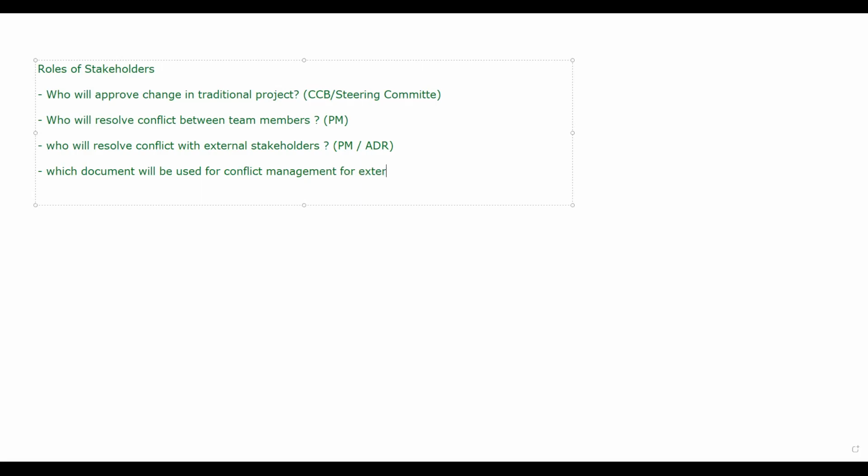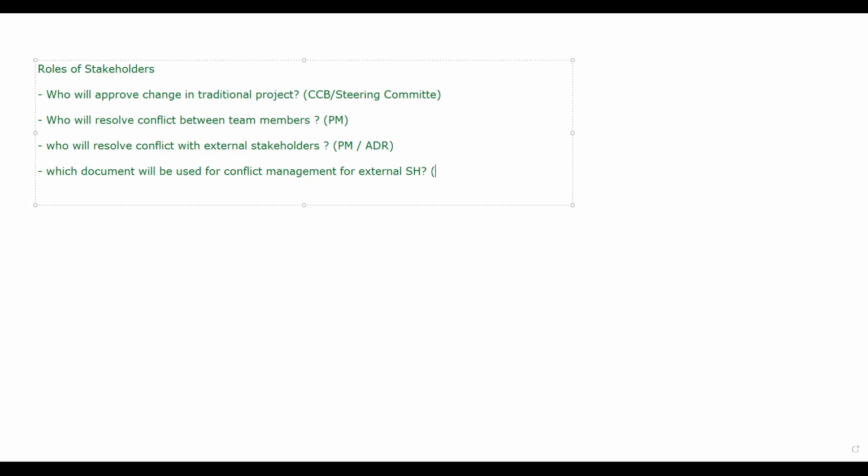And which document will be used for conflict management for external stakeholders? Contract. Procurement management plan. I will not write it until I get the correct answer. You need to resolve the conflicts between external stakeholders, or you need to minimize them, or you need to manage the conflicts. You can use this document.